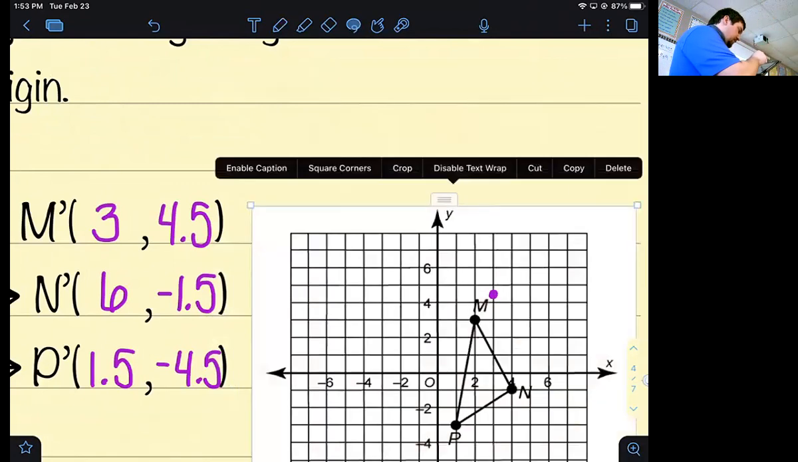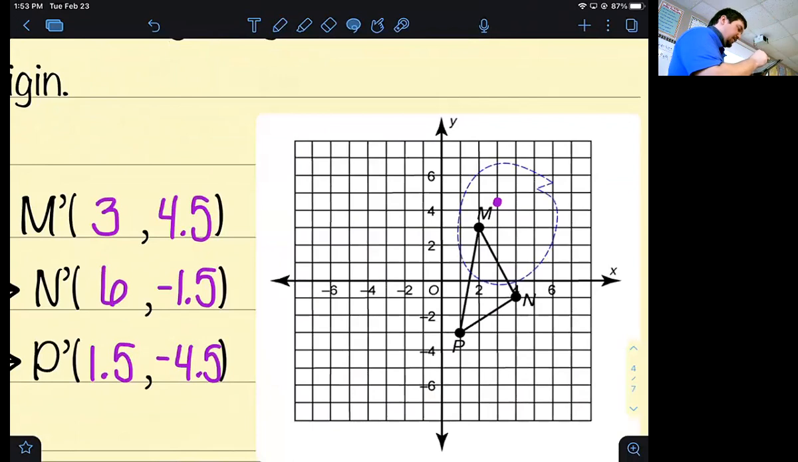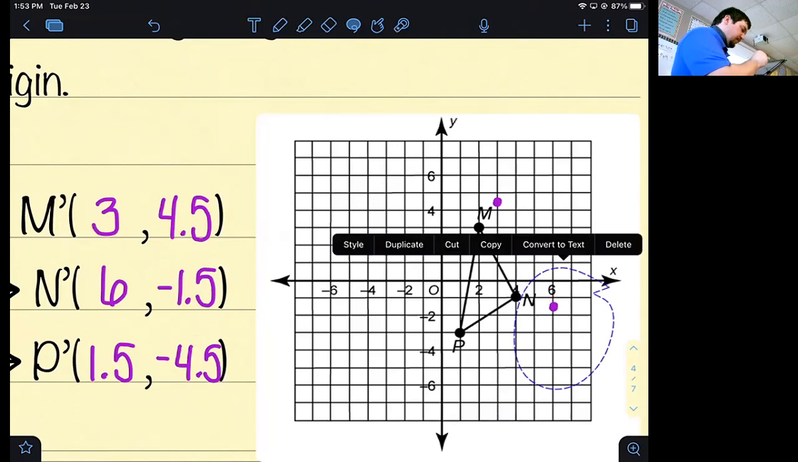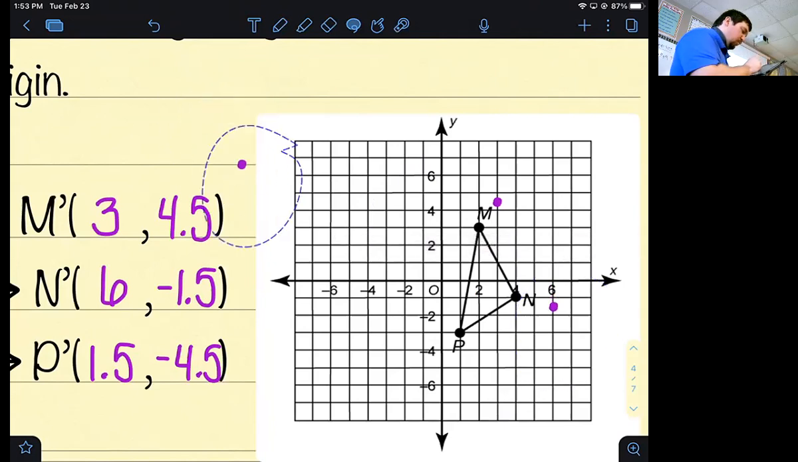And then, I'm trying to copy and paste that so I don't have to keep drawing it. And then 6, and then -1.5. And then 1.5, -4.5. It did. Yeah, it did.